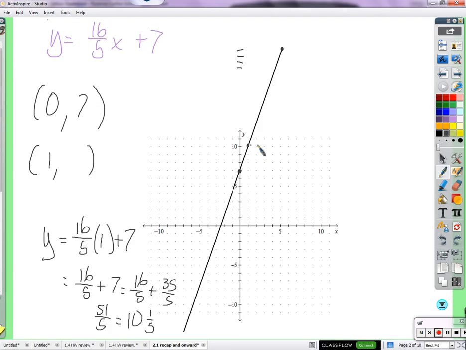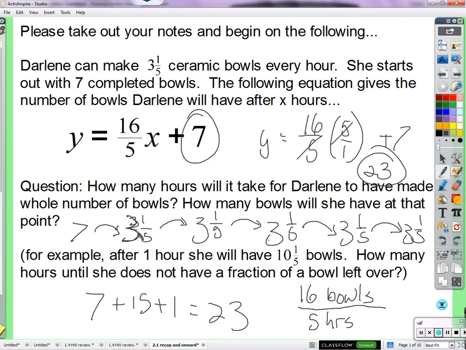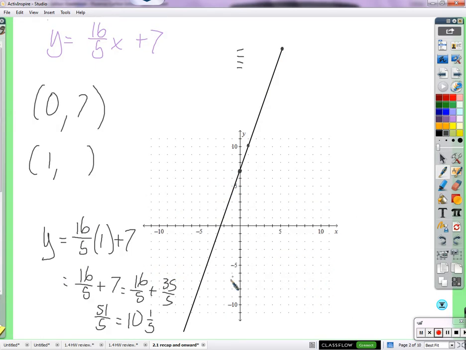I could keep going over 1 hour and up 3 1/5, over 1 hour, up 3 1/5. In the end, I will have gone over a total of 5 hours and up a total of 16 bowls, which is what we see here, for a total of 23 bowls in all. The thing I wanted you to see is that moving over 1 hour and up 3 1/5 bowls is true, but you have to guess where 3 1/5 is. You can't be quite accurate. If I had a better grid here, I could much more accurately hit 5 hours and 23 bowls, which is just 16 bowls up from 7.